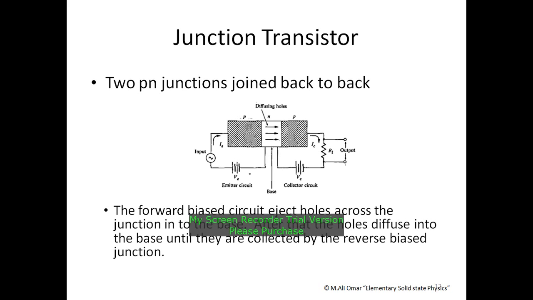What happens here is that the forward bias circuit on the left injects holes across the junction into the base, and the holes diffuse into the base until they are collected by the collector. This is actually where the names emitter and collector come from. The emitter circuit emits holes, that's why it's called the emitter, and the collector circuit collects the emitted holes, so that's why it's called the collector.